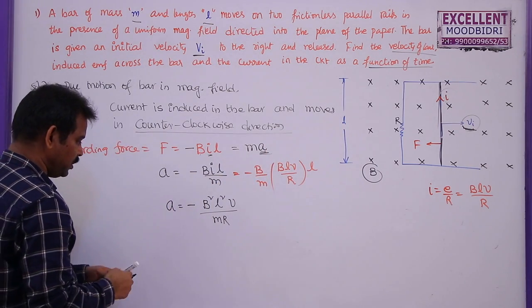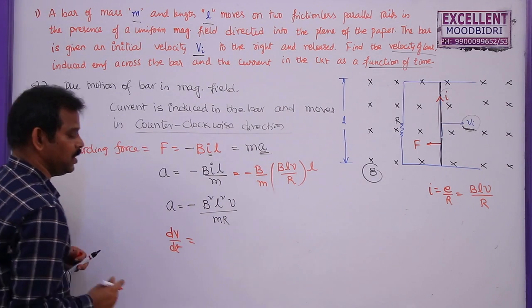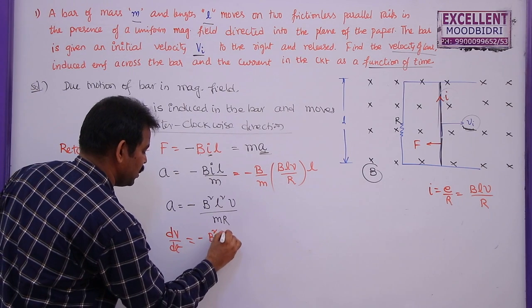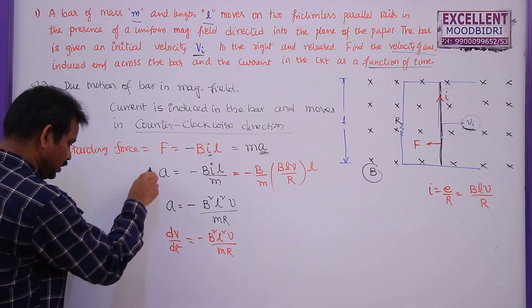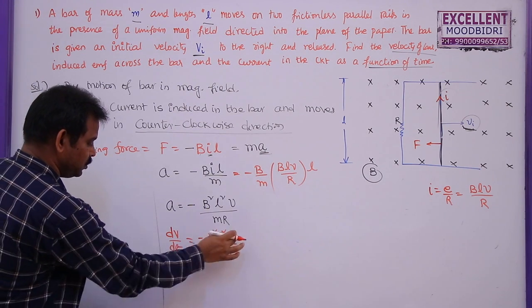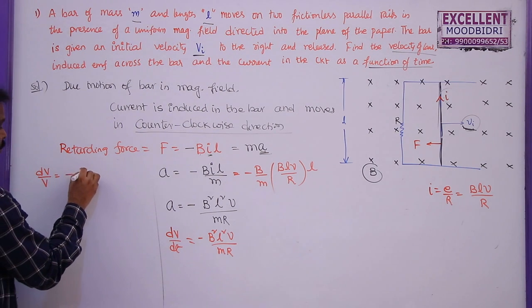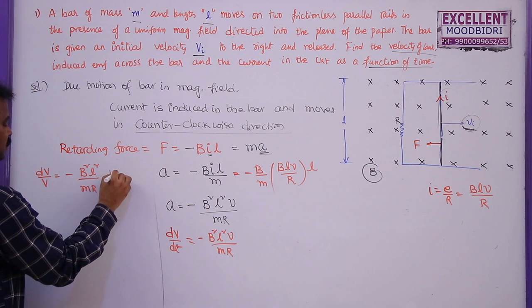So here I am going to write this acceleration as dv by dt, the rate of change of velocity is known as acceleration, minus of B square L square V by MR. This can also be written, bringing this V to this side, as dv by V is equal to minus B square L square by MR dt.